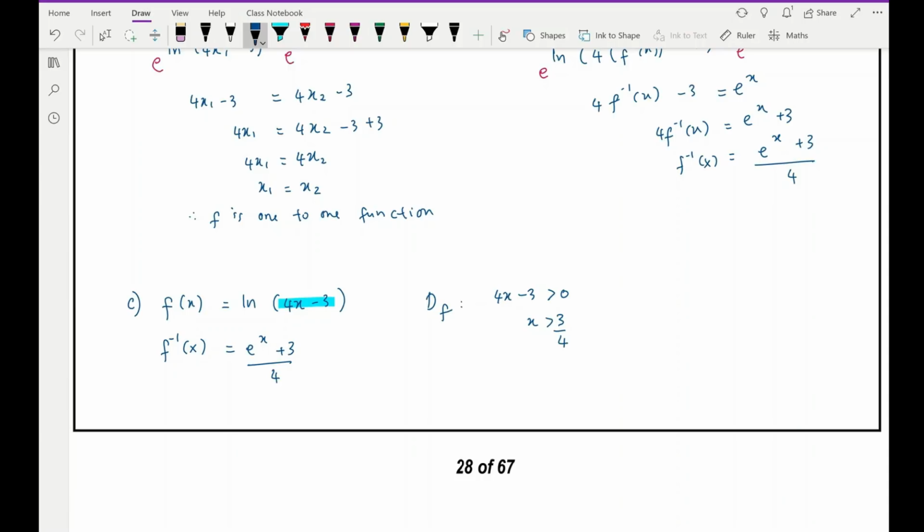So this is our domain for f, which is domain f equal to range for f inverse, greater than 3 over 4, or 3 over 4 until infinity. And we know that the range for f, for ln, is equal to the domain of f inverse, which is negative infinity until infinity.